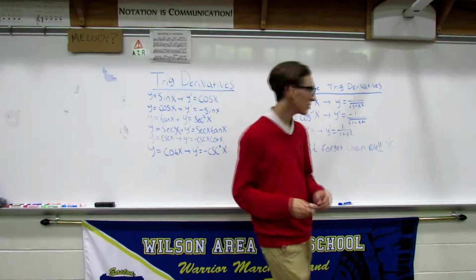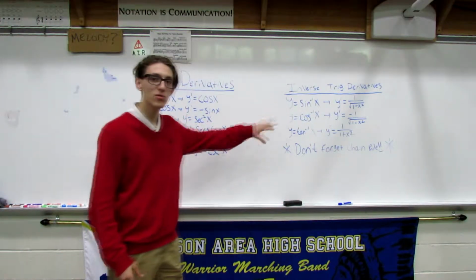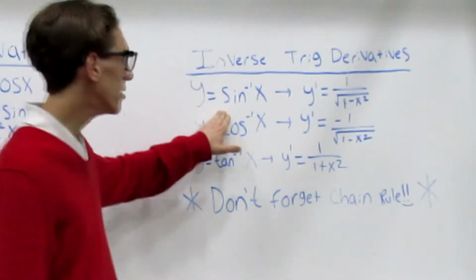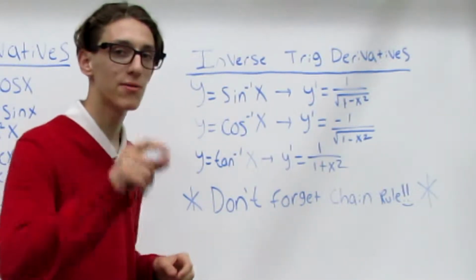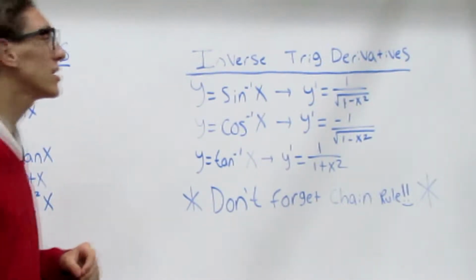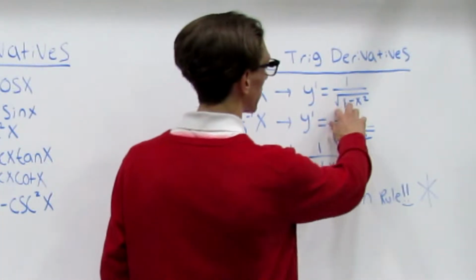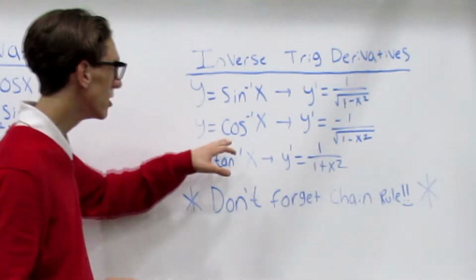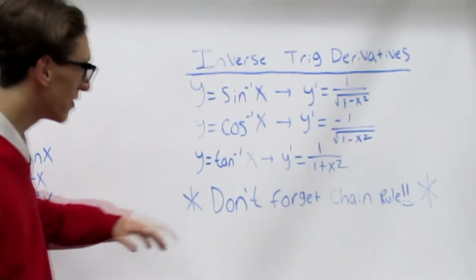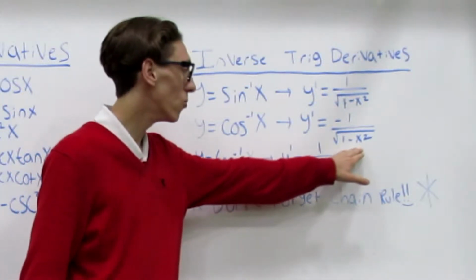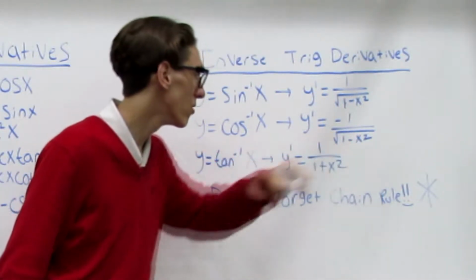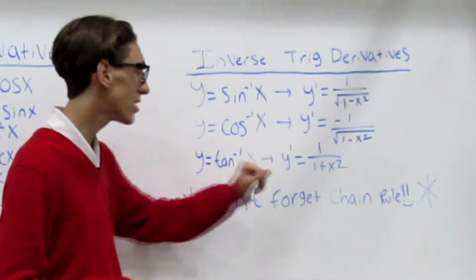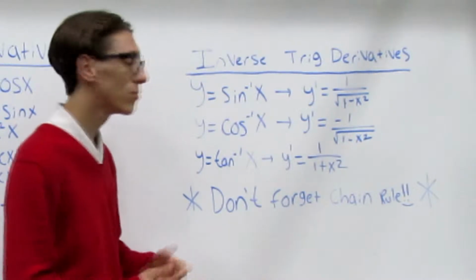Alrighty. Next, we're going to move on to inverse trig derivatives. The derivative of sine to the negative first, or inverse sine of x, is 1 over the square root of 1 minus x squared. The derivative of inverse cosine of x is negative 1 over the square root of 1 minus x squared. And the derivative of tangent inverse of x is going to be 1 over 1 plus x squared.